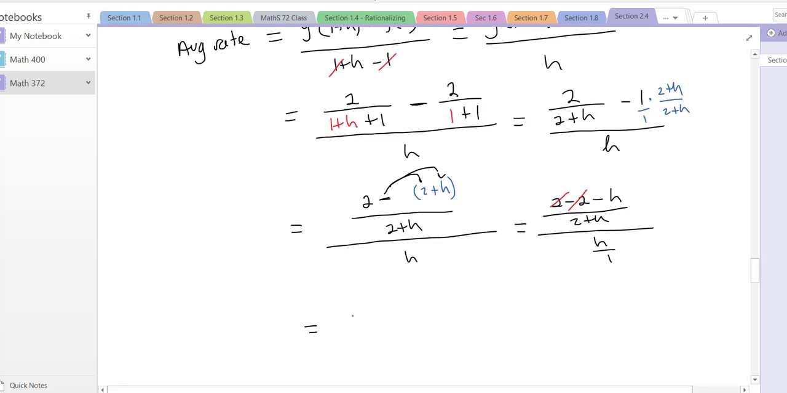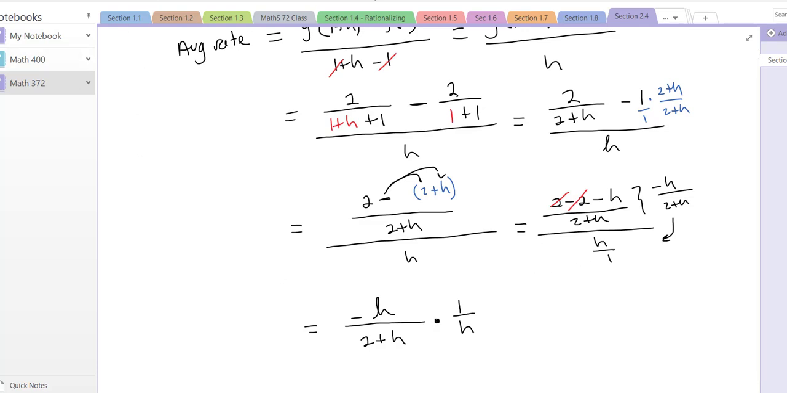So what are we left with? Negative h over 2 plus h. That's my top function, negative h over 2 plus h. But then I have divided by this guy. So divided by h over 1 is the same thing as multiplying by 1 over h. When you divide by a fraction, it's the same thing as multiplying by the reciprocal. And now I can cancel h divided by h is 1. So we're left with negative 1 over 2 plus h. So the average rate of change in this case is negative 1 over 2 plus h.